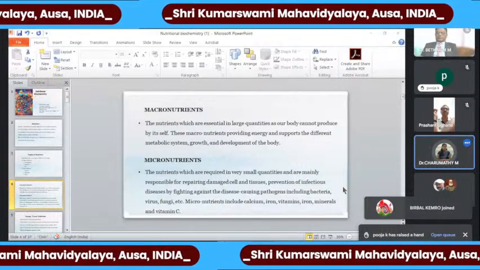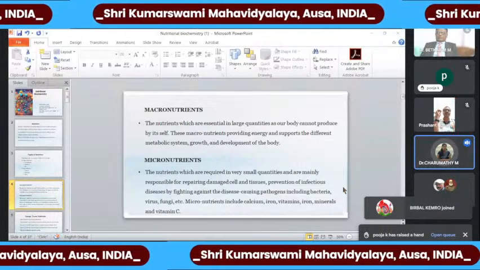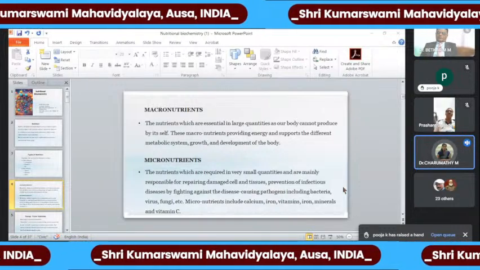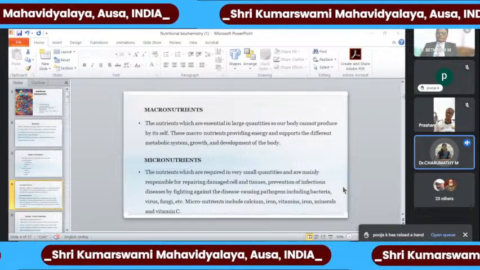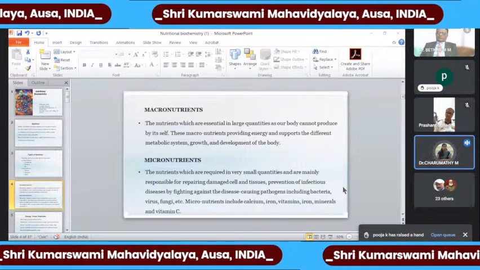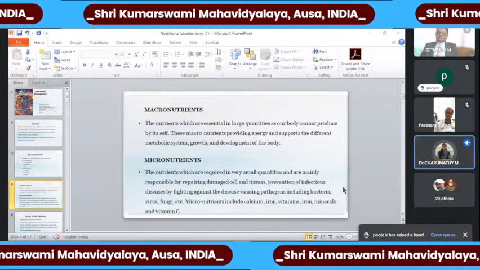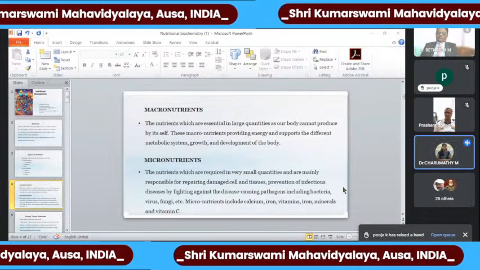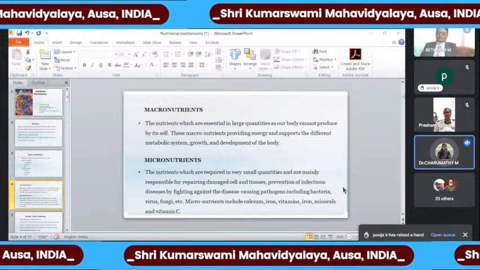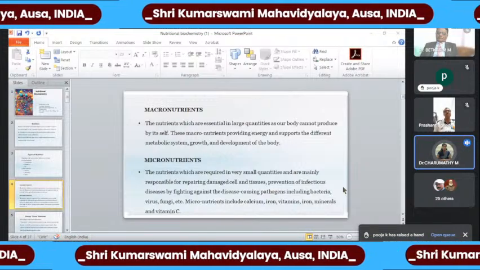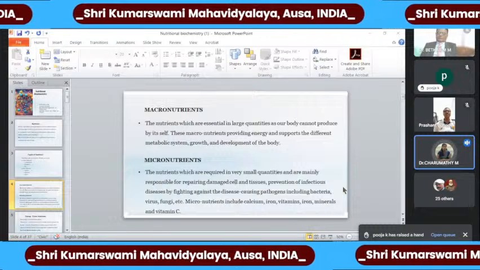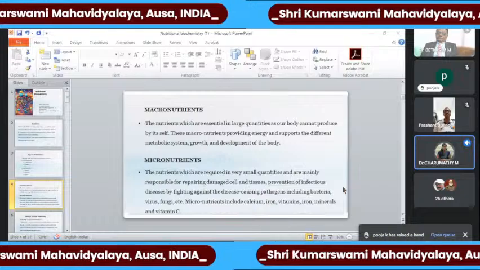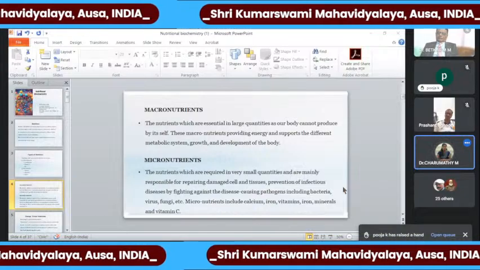Micronutrients are needed in a small quantity, but they play an important role in our metabolism. They are responsible for repairing damaged cells and tissues. They help prevent infectious diseases by fighting against diseases caused by pathogens, that is bacteria, viruses, and fungi. The micronutrients are things like calcium, iron, etc. Those are the micronutrients that we need.